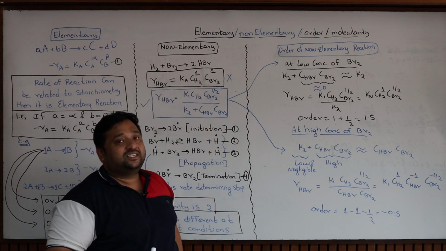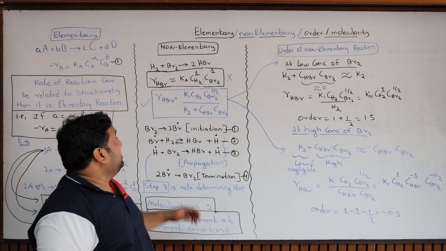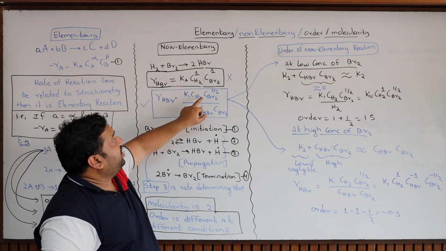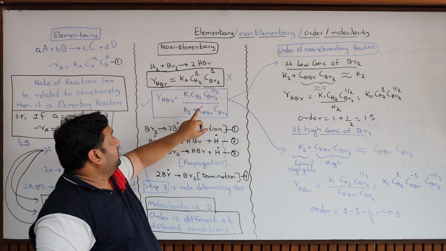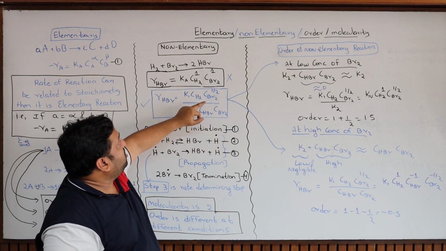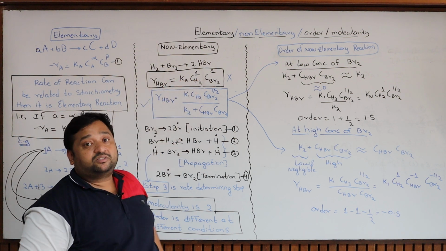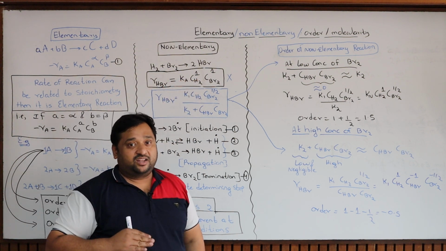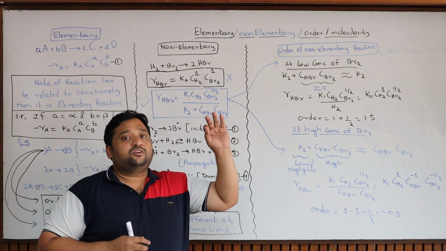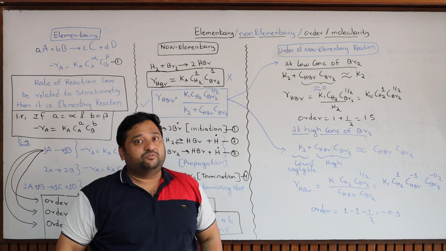But this reaction is not an elementary reaction, this reaction is a non-elementary reaction. From the experiments it is found that the rate of formation of HBr is nothing but K1 into the concentration of H2 into the concentration of Br2 to the power 1 by 2, divided by K2 plus the concentration of HBr divided by the concentration of Br2. Nowhere can you relate the stoichiometry and the concentration powers. If you see the mismatch here, then you can come to the conclusion that it is a non-elementary reaction, because I cannot relate the concentration powers and the stoichiometric coefficients.